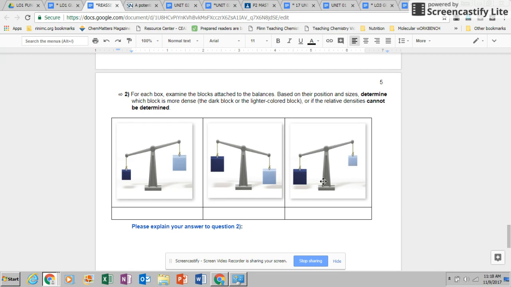However, here we cannot really determine it because density is really saying how heavy something is for its size, or its mass compared to its volume, or the proportion of mass over volume. This block is heavier, but it's also bigger, and this block is smaller, but it's also not as heavy. So in this case, we don't have enough information to determine which block would be more dense because no block really would give us a clear proportion of mass over volume in this case.